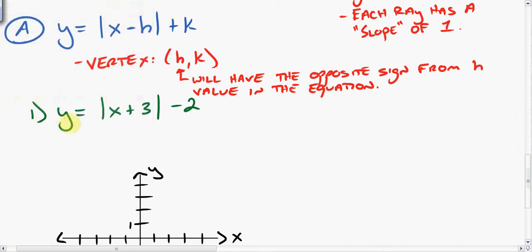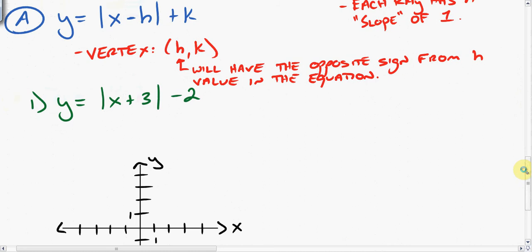So we've got number 1. We've got y equals the absolute value of x plus 3 minus 2. You can automatically see the vertex. We've got 3 and negative 2. Our vertex is going to be the opposite of this number, our h. So since it's positive 3, we're going to have negative 3 and then negative 2. That's going to be our vertex, negative 3, negative 2.